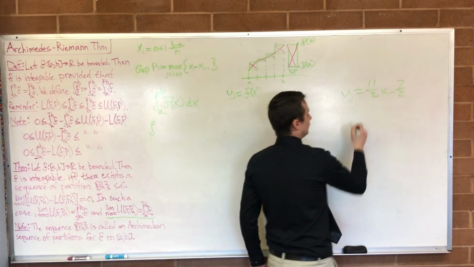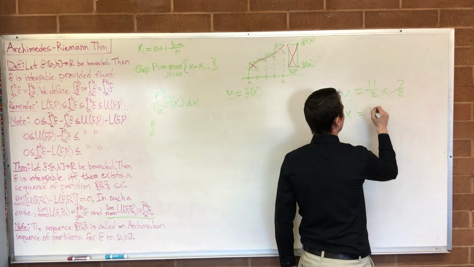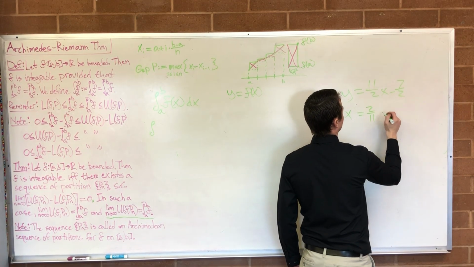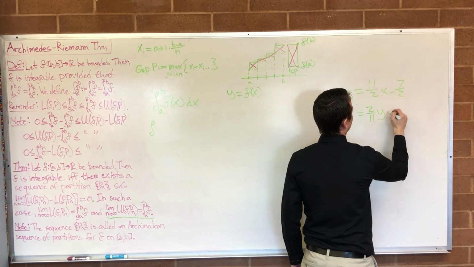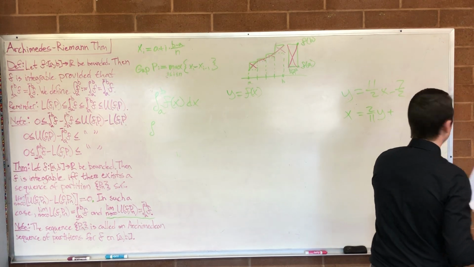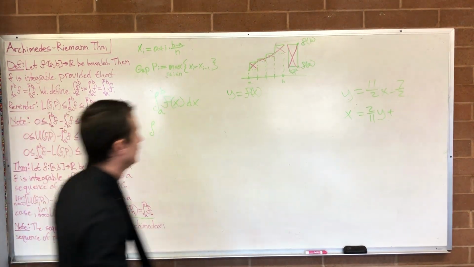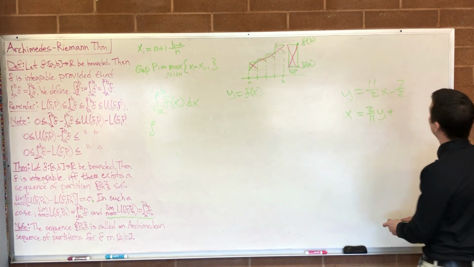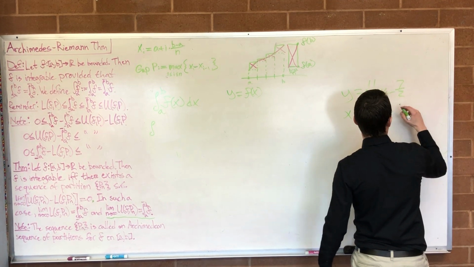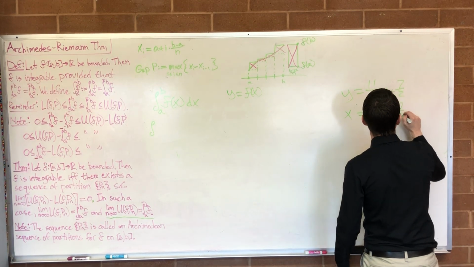I could also solve this thing for x if I wanted. And x, what was it equal to? It was 2 11ths y plus, thank you, 7 11ths, is that what it comes out as? Or 11 7ths? 7 11ths.